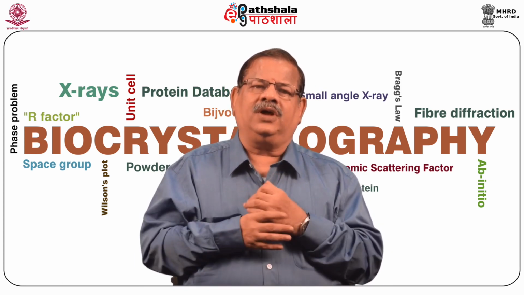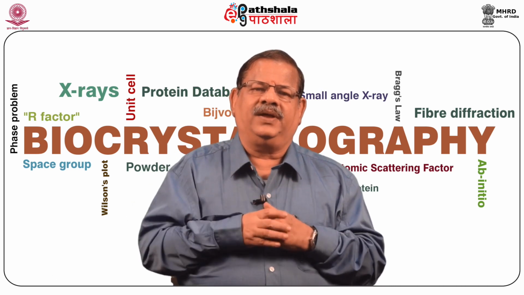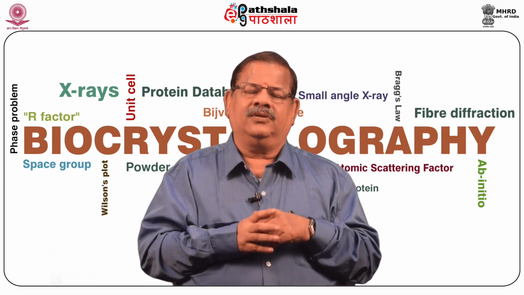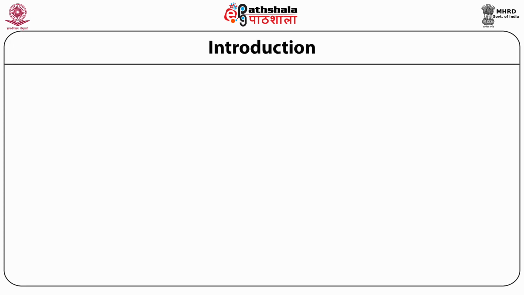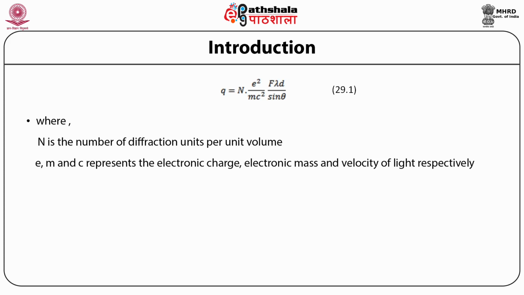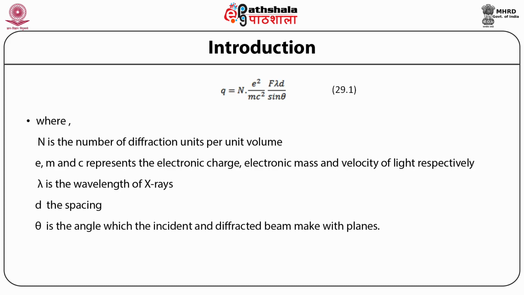Now, the amplitude of the wave scattered by a single plane can be given as a fraction of the amplitude of the incident wave, by equation 29.1, where the capital N is the number of diffraction units per unit volume. e, m and c represent the electronic charge, electronic mass and velocity of light respectively. Lambda is the wavelength of X-rays. d is the spacing between the two planes we have considered, and theta is the angle between the incident and diffracted beam with the plane.